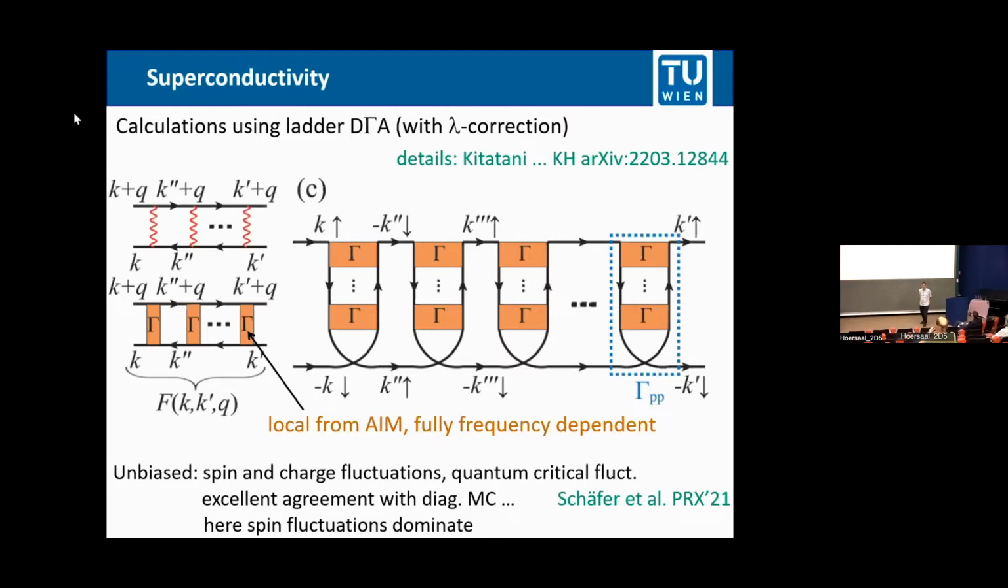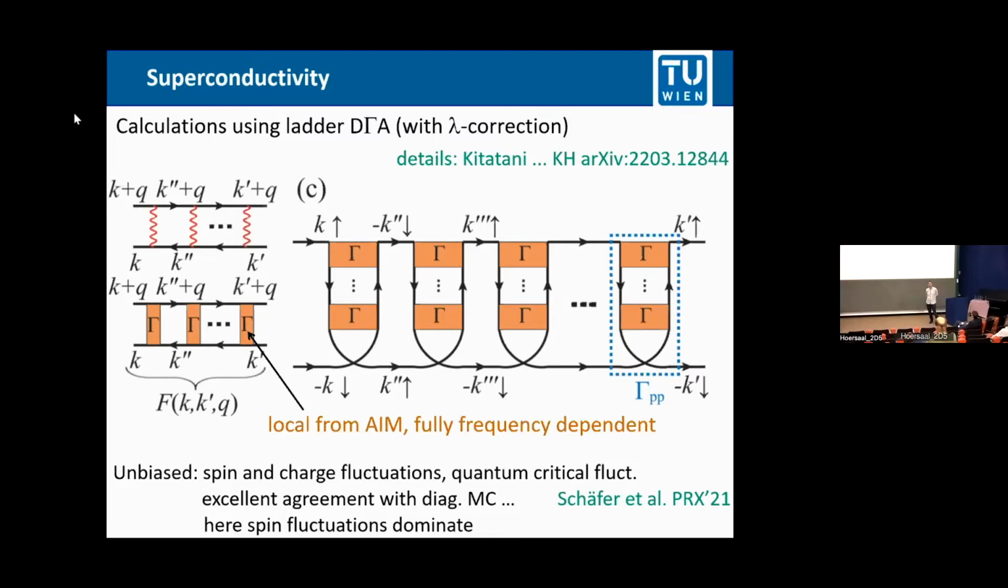We have a local irreducible vertex Γ, and from that, we calculate spin fluctuations, and eventually also from these spin fluctuations, we put it in the particle-particle, the Cooper channel, to calculate superconducting fluctuations. So it's a one-step process so far. So we do the ladder variant here and get the antiferromagnetic spin fluctuations.